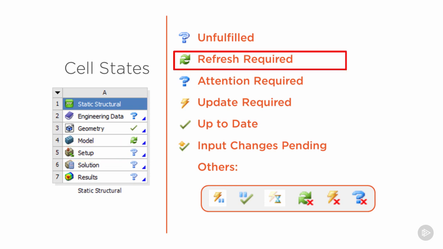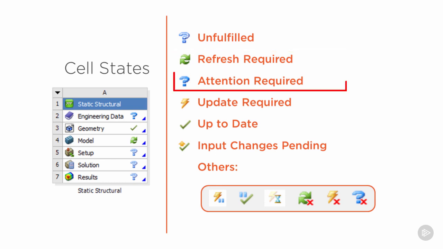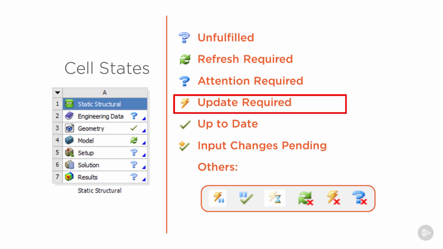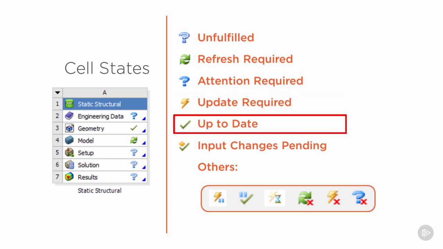The second one is the green arrows called refresh required. This means that the upstream data has changed since the last refresh or update, so you may need to update this cell. The third one is the solid question mark, which means attention required. So it means all of the cell's inputs are current, however you must take some kind of corrective action in order to proceed. The fourth one, which is the yellow lightning bolt, means an update is required. So you can go ahead and double click on the cell and click on update in order to update the cell.